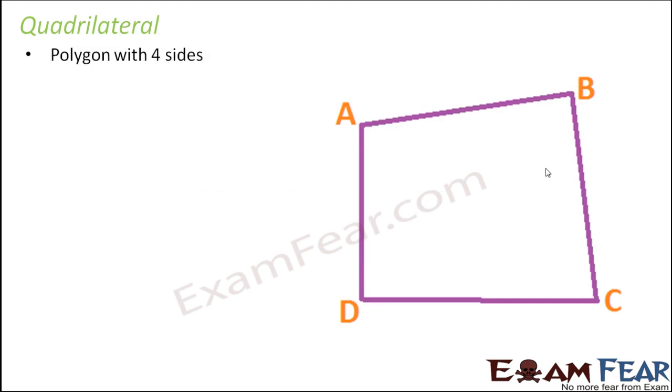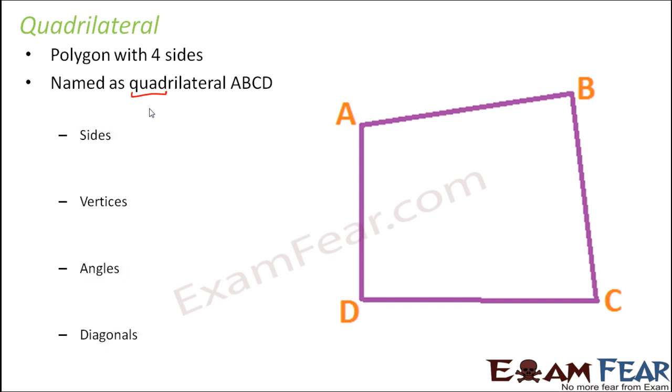So what is a quadrilateral? Polygon with 4 sides. So how do we name a quadrilateral? We call it quadrilateral ABCD. Now sometimes when we want to write it in short, we often write it as QUAD, quad ABCD, which means quadrilateral ABCD. But as such, there is no symbol for quadrilateral like how we have it for a triangle. Now, the important parts of quadrilateral would be sides, vertices, angles and diagonals.